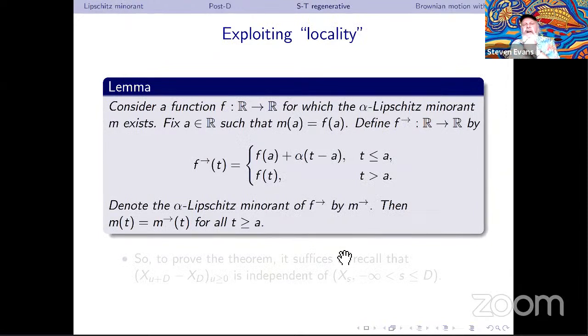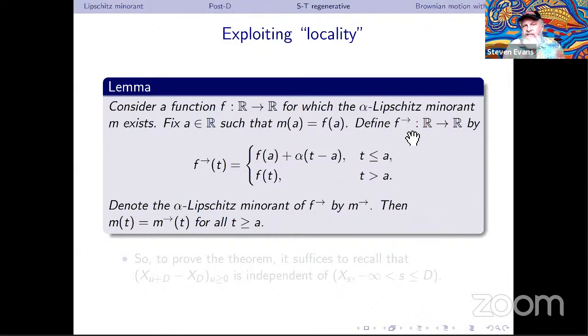Okay, and then we have this thing that I call locality. It says that if we've got a function for which the alpha-Lipschitz minorant exists, and we're at a point A such that the minorant at A is equal to the value of the function at A, so in particular, we're in the contact set at A.